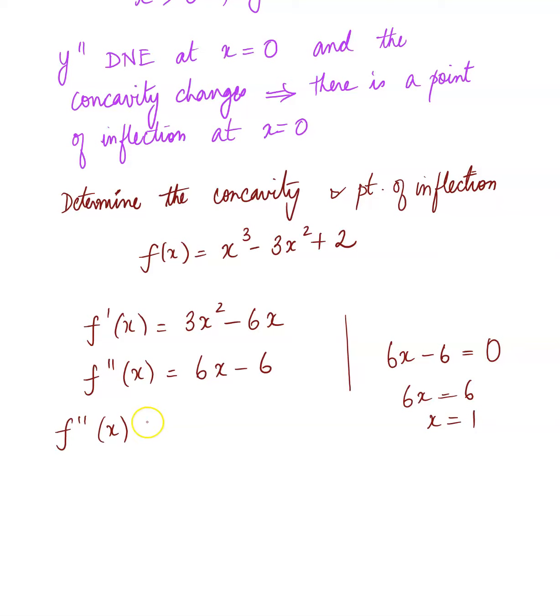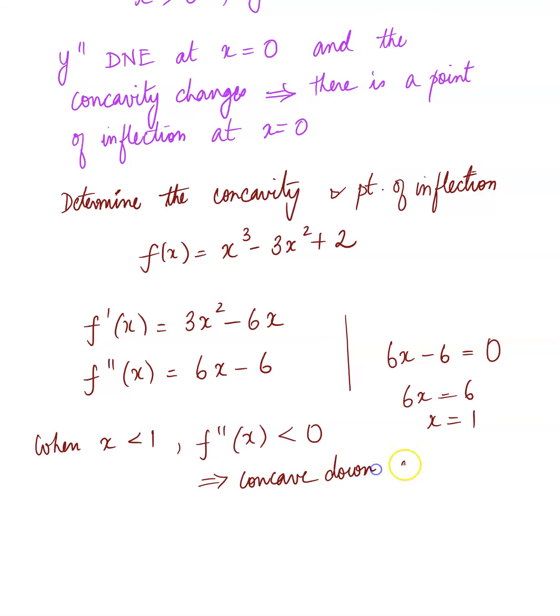So I can say when x is less than 1, see what happens to f double prime. So choose some value less than 1. You can choose 0 because that's an easy one. So 6 times 0 is 0, and 0 minus 6 is negative. So when x is less than 1, we get that f double prime is negative, which implies concave down on, and please write the interval, negative infinity all the way to 1.